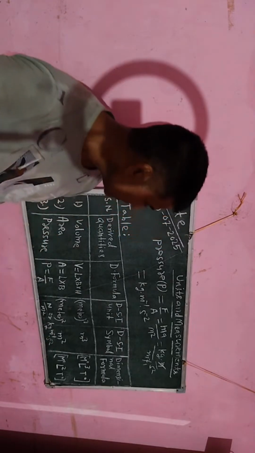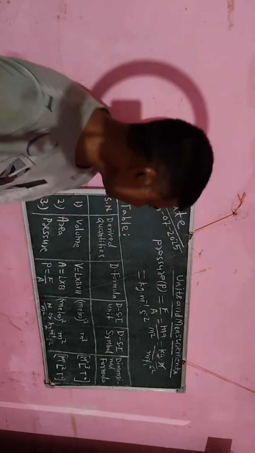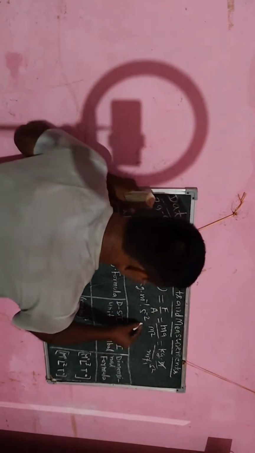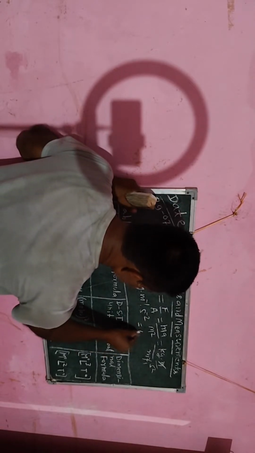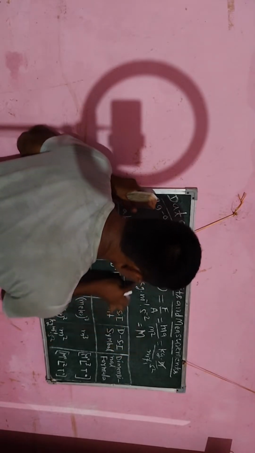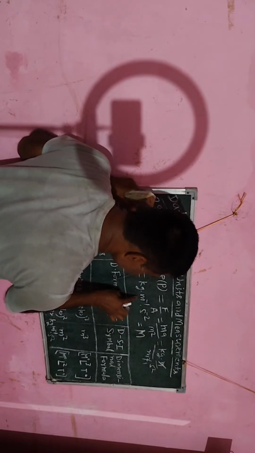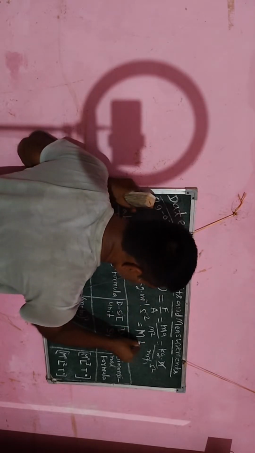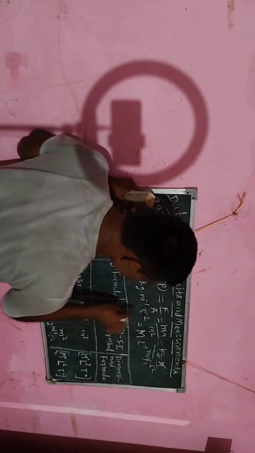Now I have to write its dimensional formula. Dimensional formula will be very easy, because the dimension of kg is written as capital M, so I will put capital M here. And for meter, which is represented by length, the value will be L. It has power minus 1, so I can put minus 1 there.